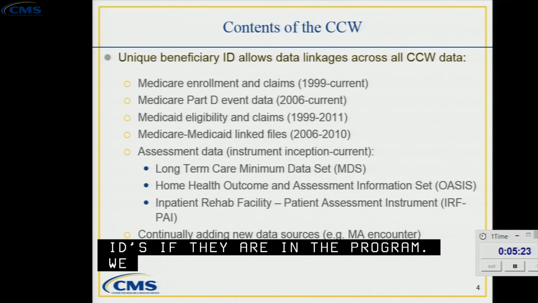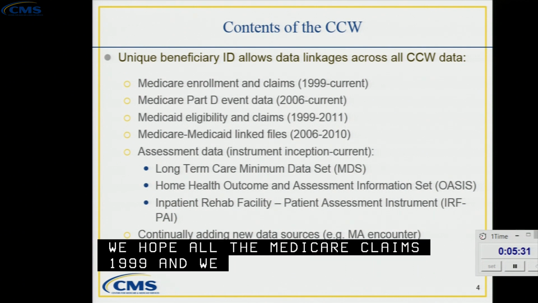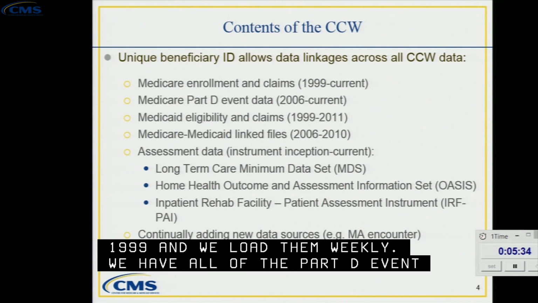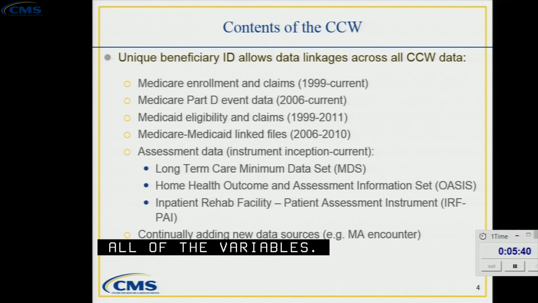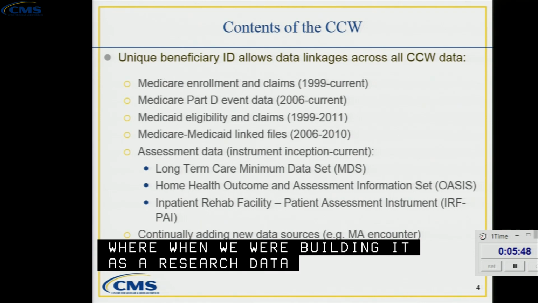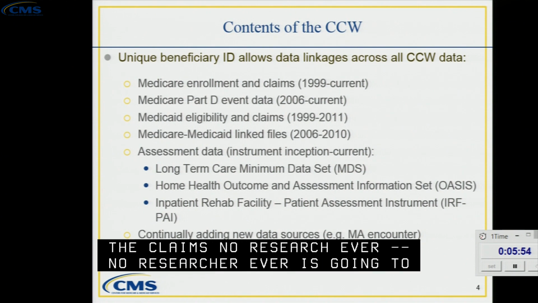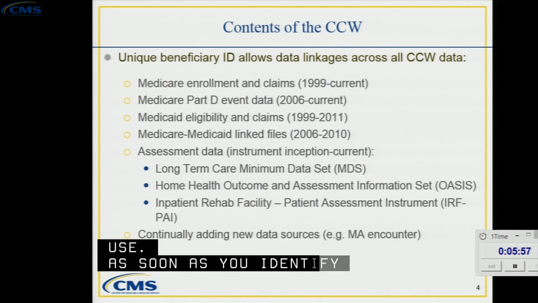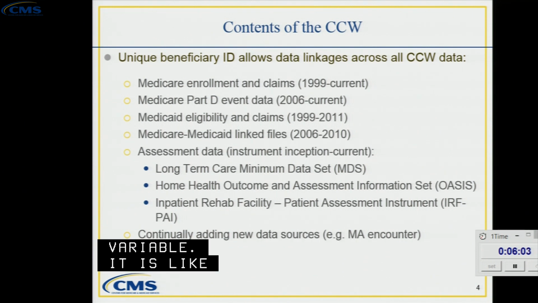We have all the Medicare claims from 1999 through current. We load them weekly. We have all the Part D events, and for all the Medicare claims, we keep all the variables now. We didn't originally start with all the variables, but for the last several years, we're loading all the Medicare variables. Again, it's one of those situations where when we were building it as a research database, we said, these are the claims researchers will use. These are the claims no researcher's ever going to use. And as soon as you identify something a researcher would never use, then you'll find a researcher that needs that variable. It's like saying Beetlejuice 3 times. They're just going to pop up somewhere and need that piece of information. So it's just far more efficient for us to load everything up front instead of going back and fixing stuff later.